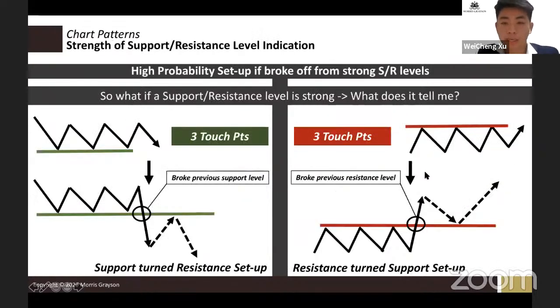Next. So what does this information tell you? What if I identify a very strong support resistance level? Here we have a 3 touch point level, as you can see, using this as an example. Once we have observed that the price broke that particular support or resistance level, and if the price went back to that particular level, there's a very high possibility that it will respect the level, since it's a relatively strong level, hence giving you a very nice support turn resistance or resistance turn support setup. This is a very common setup that you can use when you are starting to trade or doing your demo account to get a sense of the market.